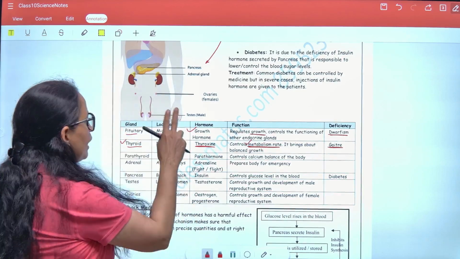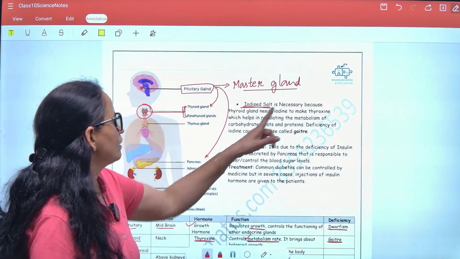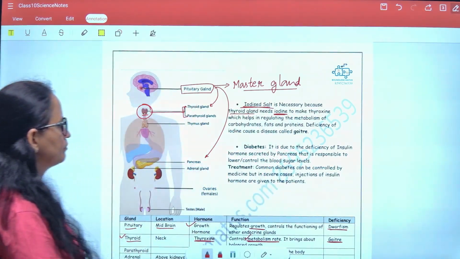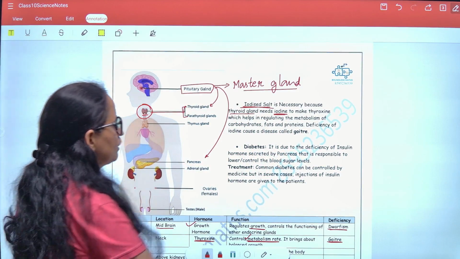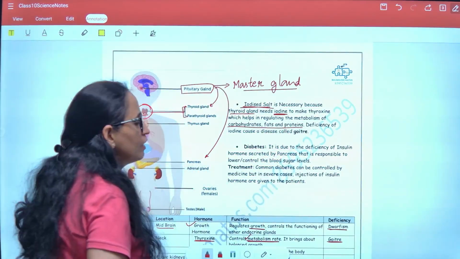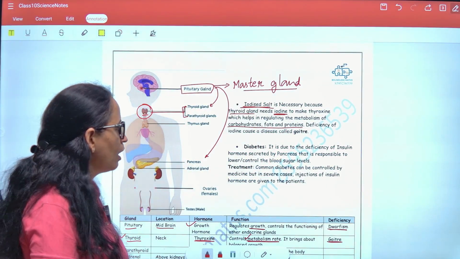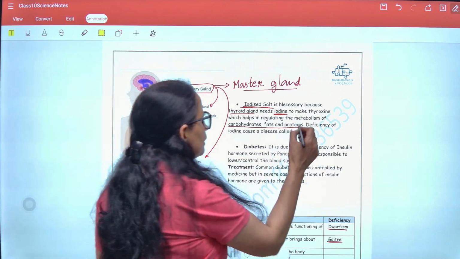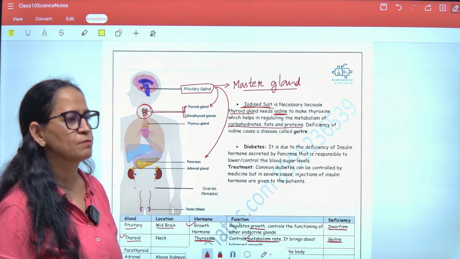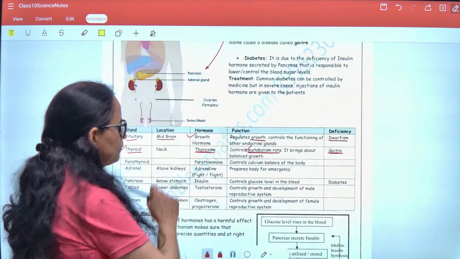Now for working of thyroid, we need iodized salt. Iodized salt is necessary because thyroid gland needs iodine to make thyroxine. So it is needed for the metabolism or digestion of carbohydrates, fats, proteins in our body. So when our food is not getting digested properly and we feel lethargic, lazy, it is actually because of the malfunctioning of the thyroid gland. There could be other reasons, but don't ignore this reason if you are feeling that. Get your thyroid levels checked.